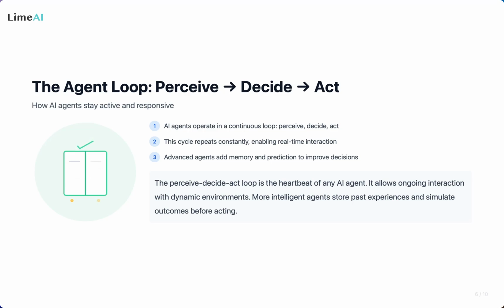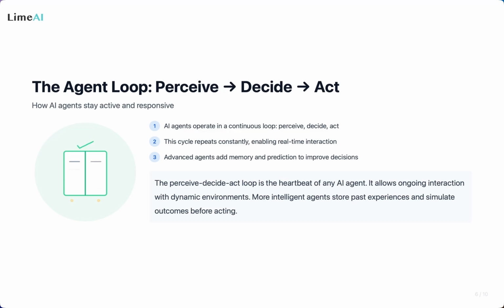Your voice assistant is always listening, perceiving. When it hears, "Hey Siri," it wakes up, decides what you asked, and acts by responding. Then it goes back to listening. Now, basic agents just repeat this loop with fixed rules. But smarter agents add extra layers.